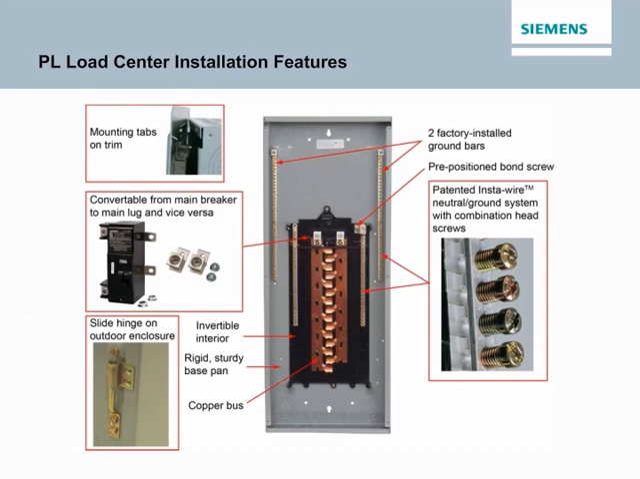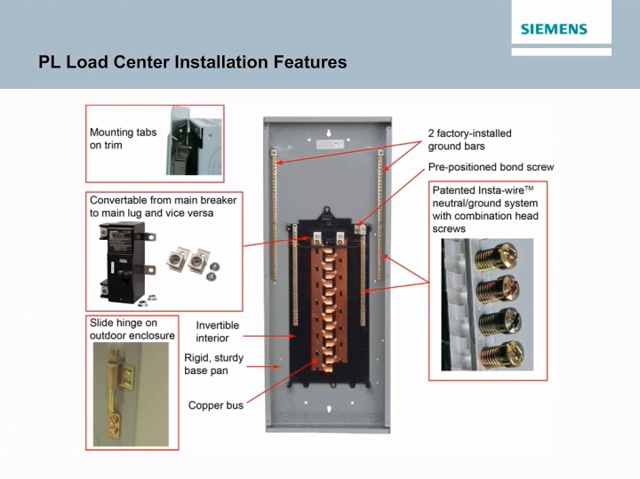The PL series load centers have been engineered for quick and easy installation. Here are some examples of PL series installation features. The Siemens patented Insta-wire screws on neutral and ground buses are captive to prevent loss of screws and backed out at the factory to speed wire installation. A bonding screw is pre-positioned and designed to avoid the need for bonding straps or separate screw assemblies.